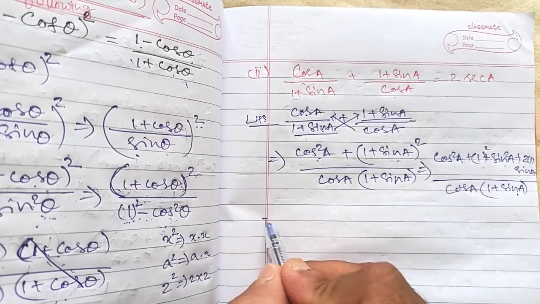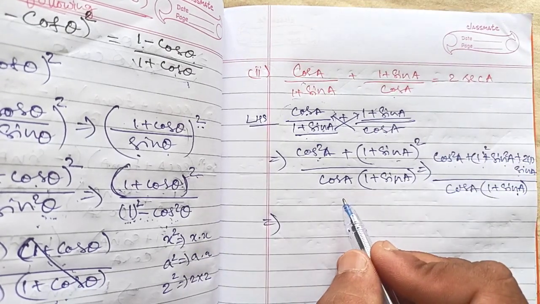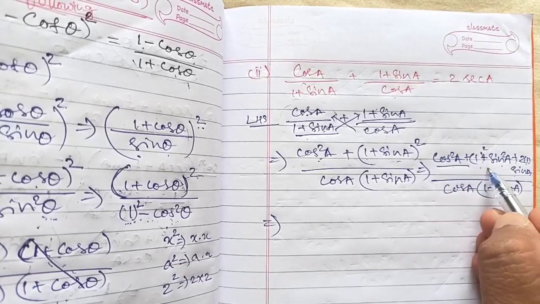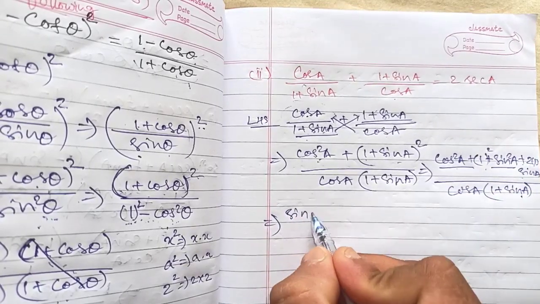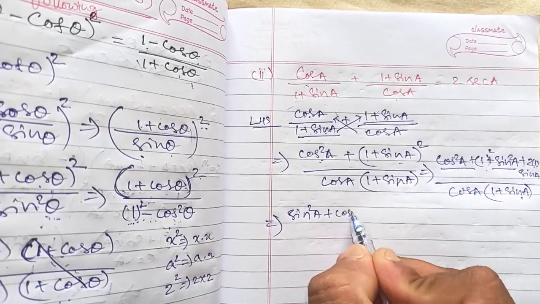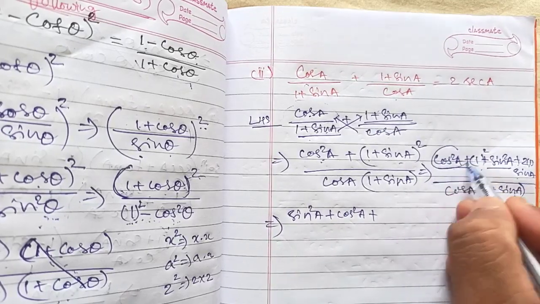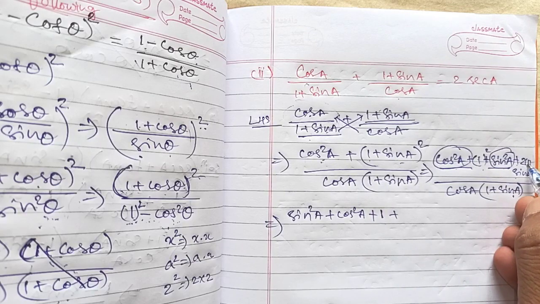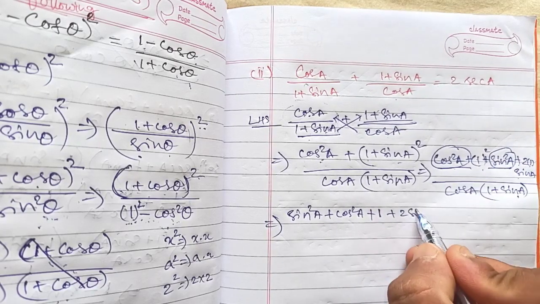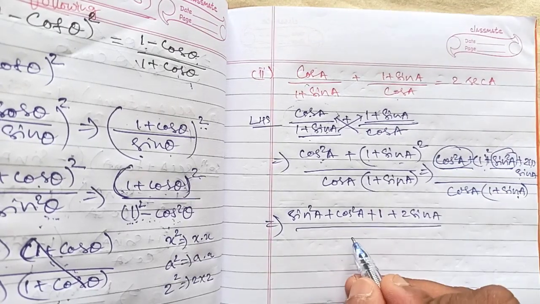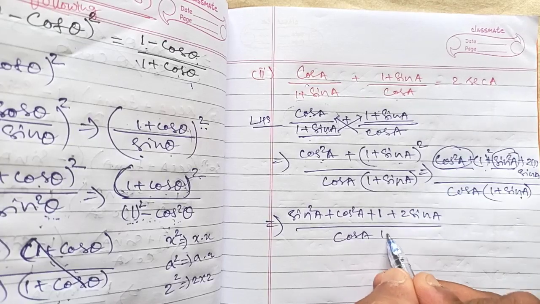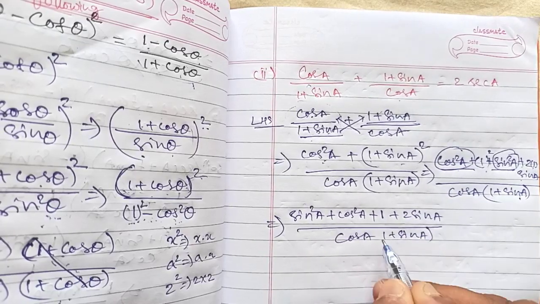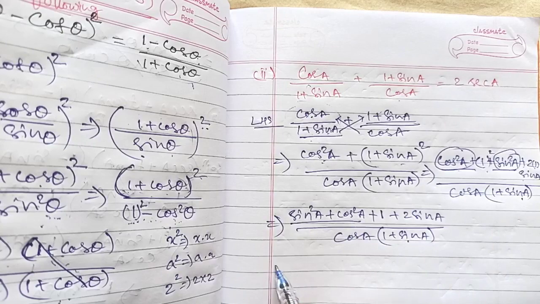Okay, now we know the formula, sin square theta plus cos square theta is 1. So I will write these two together, sin square A plus cos square A. Okay, these two I have written together. Now what is left? 1 square is 1, 2 ones are 2 into sin A, 2 sin A divided by cos A into 1 plus sin A. Okay, this will become 1.